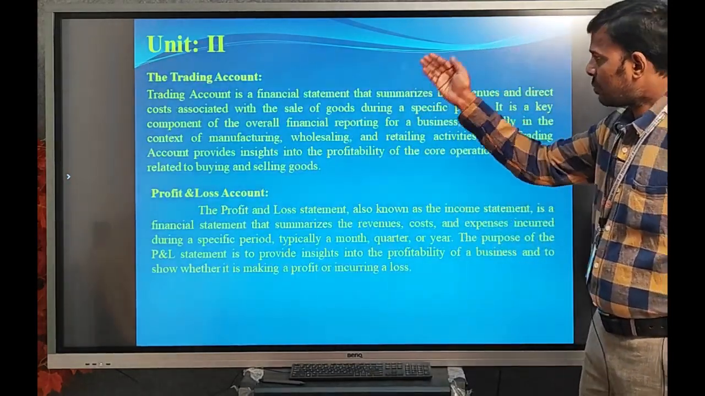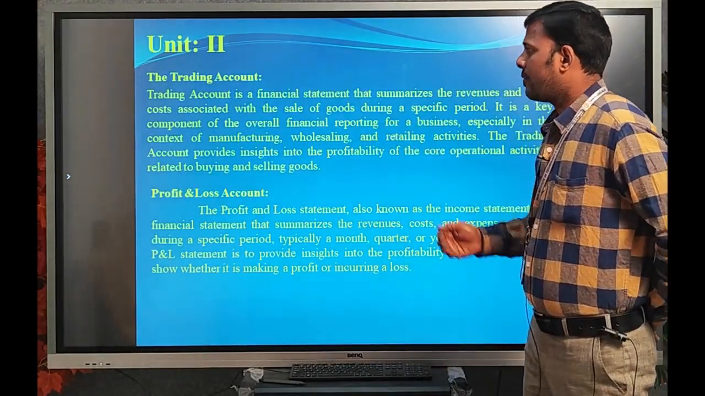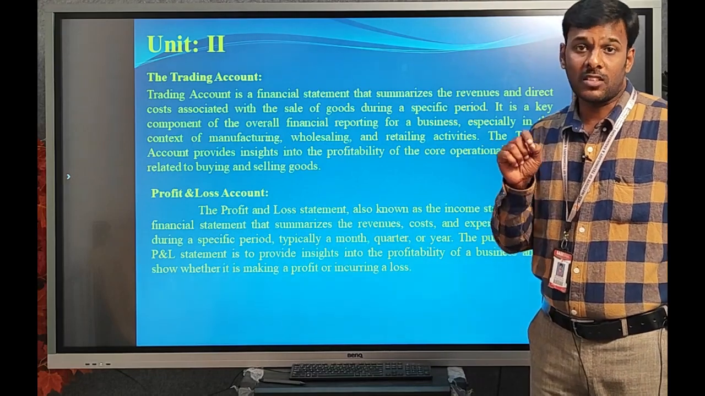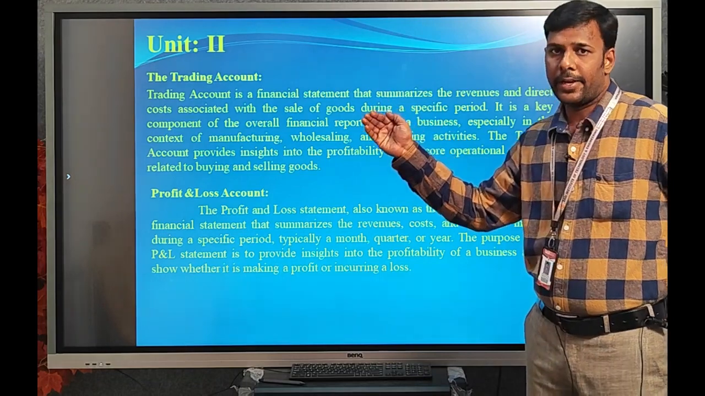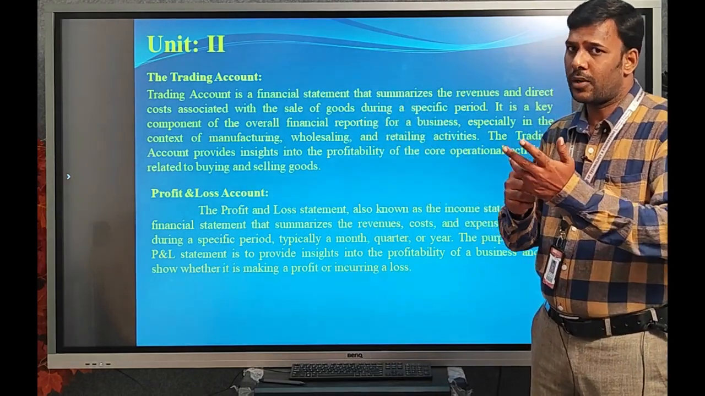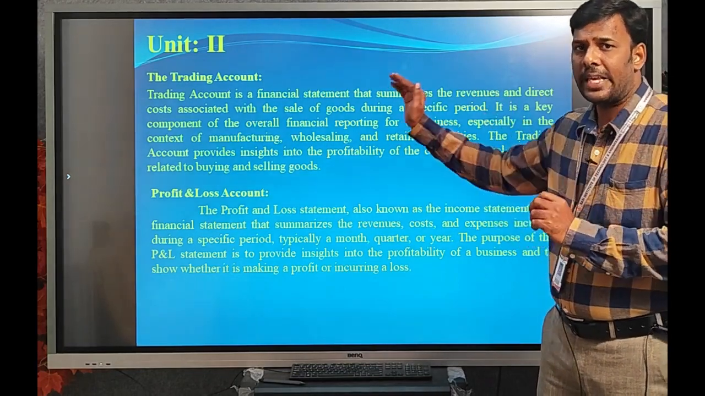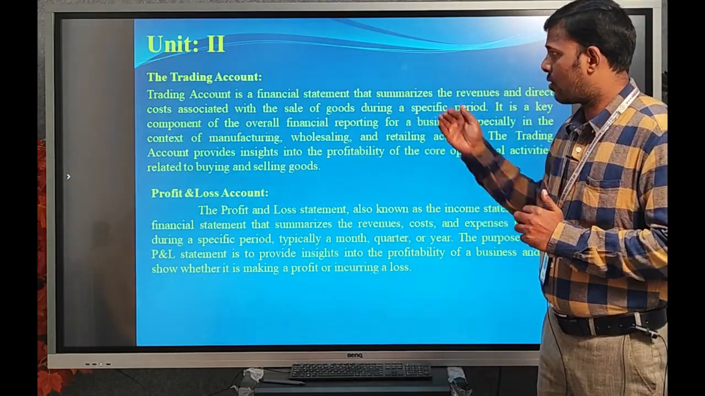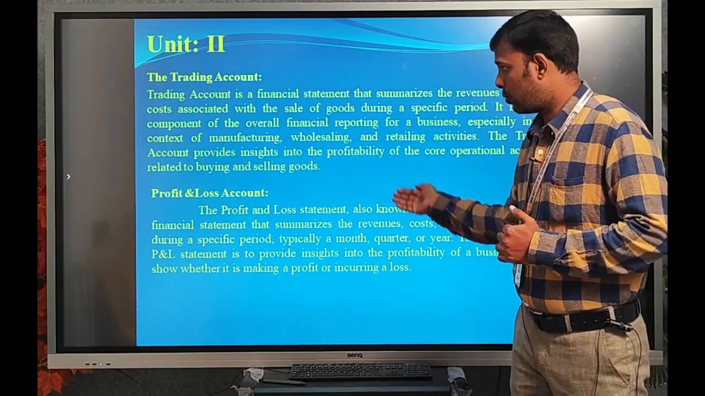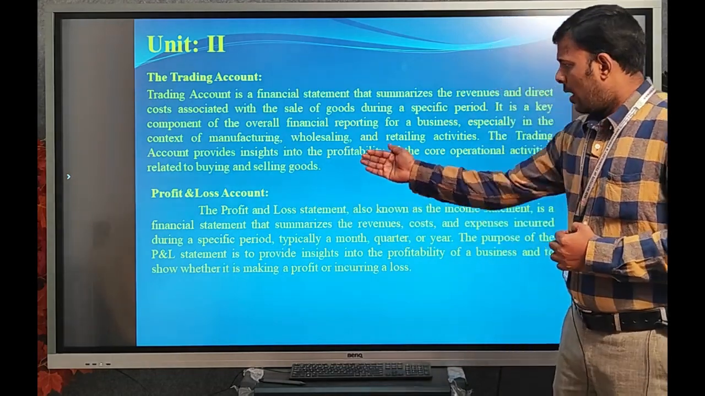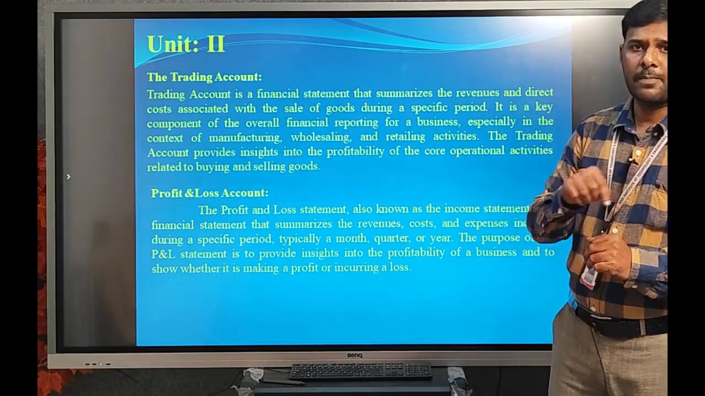And next one is the trading account. Yes, what is trading account? Trading account generally we utilized to find out gross profit, and trading account will be prepared for finding out gross profit, as well as in the trading account all the factory expenses will be included. And from the trading account, if you get gross profit, that has to be transferred to profit and loss account. And profit and loss account, the major objective is to find out net profit.